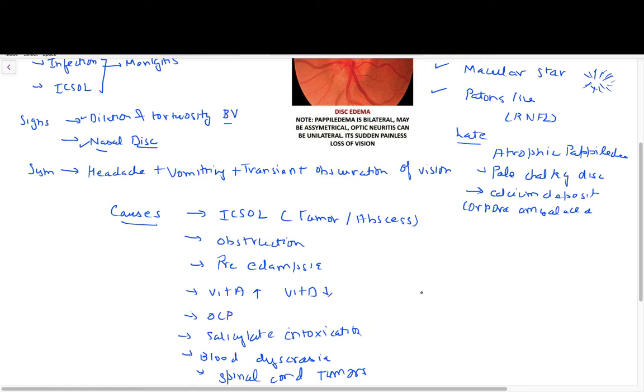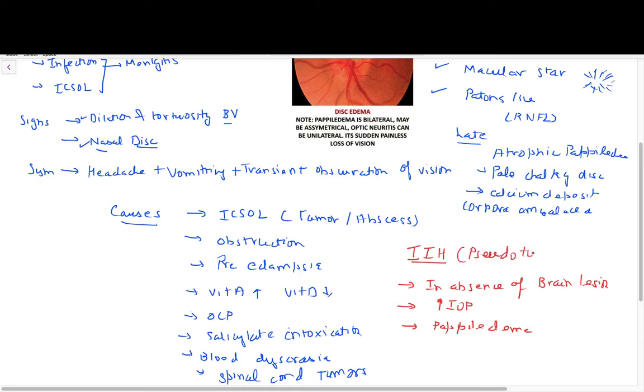Now remember one important term, that is idiopathic intracranial hypertension. What is idiopathic intracranial hypertension? Sometimes, in absence of any brain lesion, you can get high intracranial pressure plus a papilledema. These cases are called idiopathic intracranial hypertension or pseudotumor cerebri.